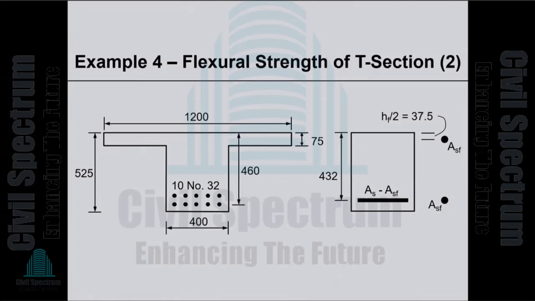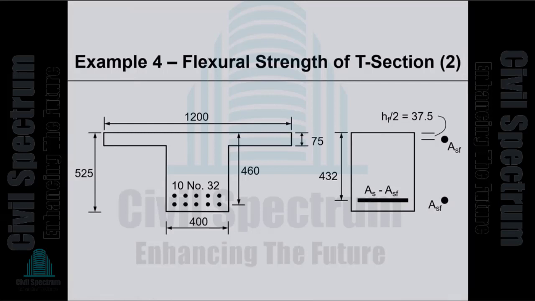So all the dimensions are the same. 525 total depth, 400 is the width, 460 is now not the effective depth, but the depth to the extreme tension layer. D sub t is now 460, okay, as clearly shown in the picture.